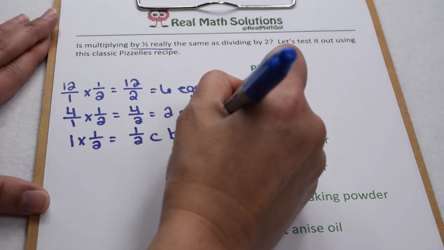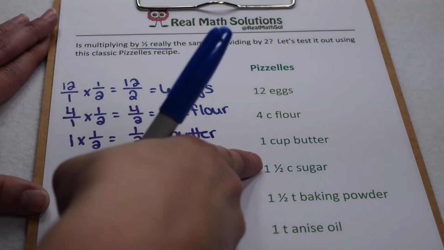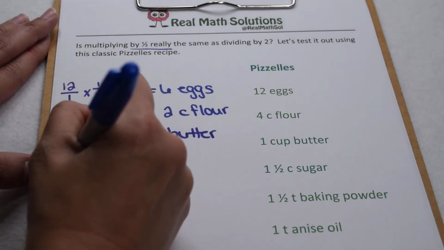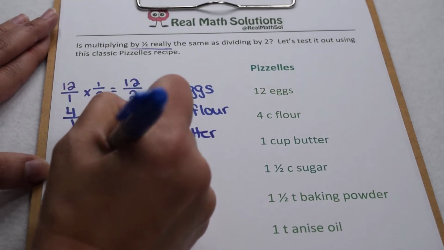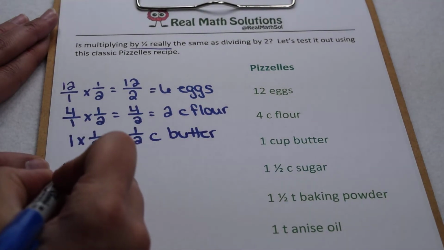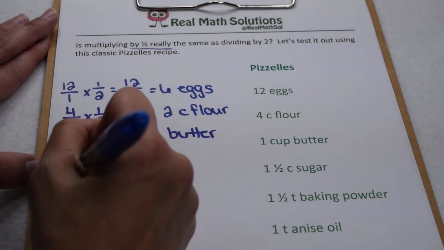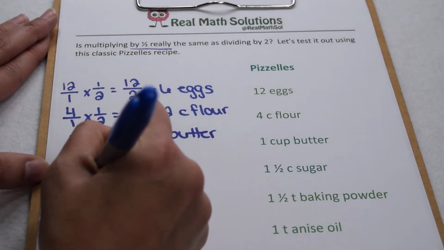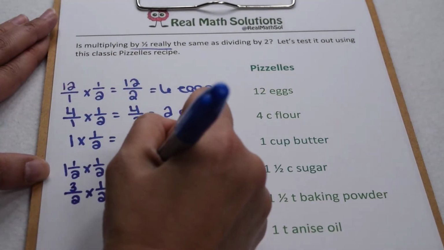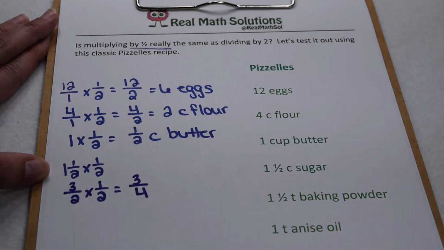On our next 2 ingredients, we're going to need 1½ cups of sugar and 1½ teaspoons of baking powder. So we need to multiply 1½ times 1/2. When we multiply a mixed number by a fraction, I need to turn it into an improper fraction. So 2 times 1 is 2 plus 1 is 3. So that gives me 3 over 2 that I'm then going to multiply by 1/2. Multiply my numerators, multiply my denominators, and that gives me 3/4.